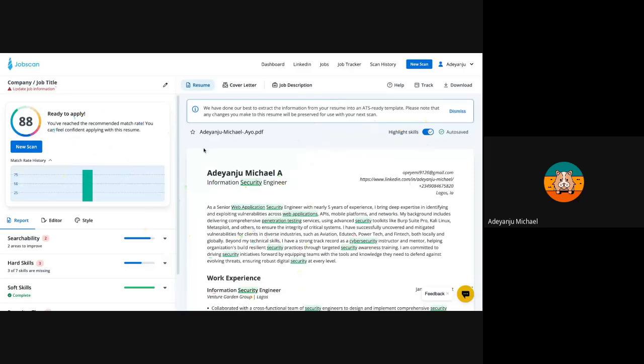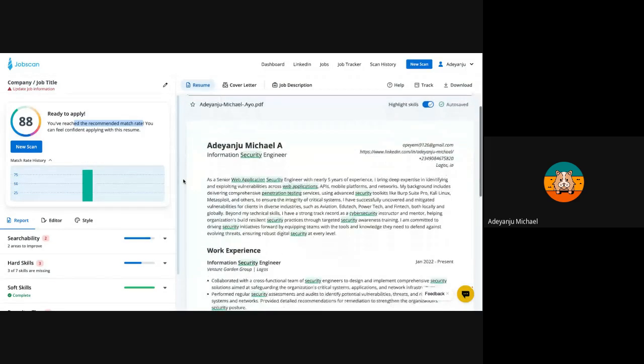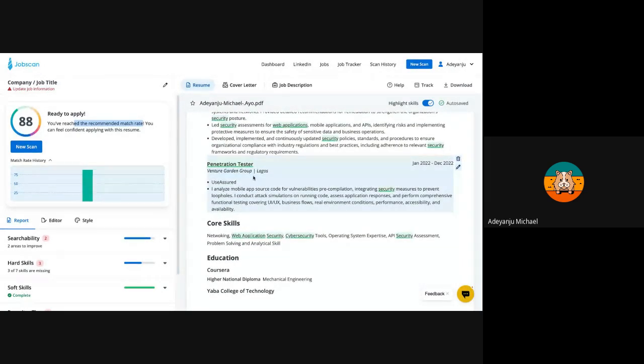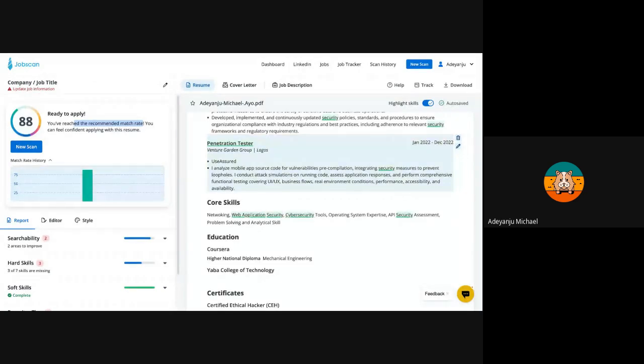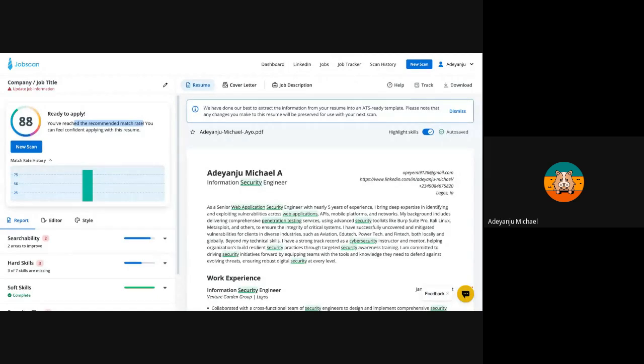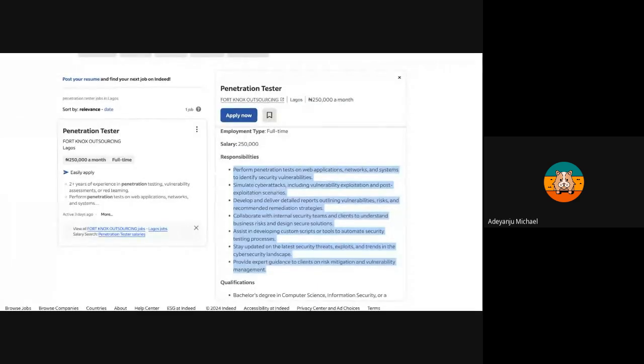So from what we can see here, can everyone see what I'm doing? Okay, good. The ATS system is telling me I've reached the recommended match rate, which is 88%. It's not bad, honestly. So I think I have passed the ATS system this way, my resume is going to get to the front of the HR, and I'm most likely going to be called for an interview. Do you understand the whole process behind using my resume, applying for the job offer, and scanning using the ATS system?